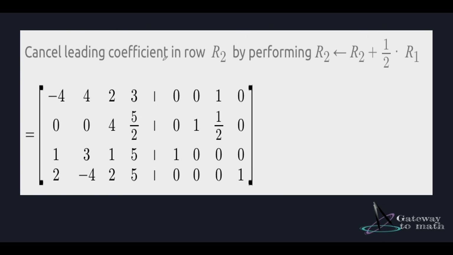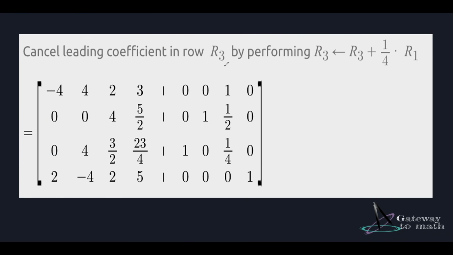Let's cancel the leading coefficients in R2 by performing the following operations. What am I performing? I'm adding row 2 with half of R1. So what do I have as the entries on my R2? I have 0, 0, 4 and 5 by 2 on the LHS side. Then I have 0, 1, 1 by 2 and a 0 on the RHS side.